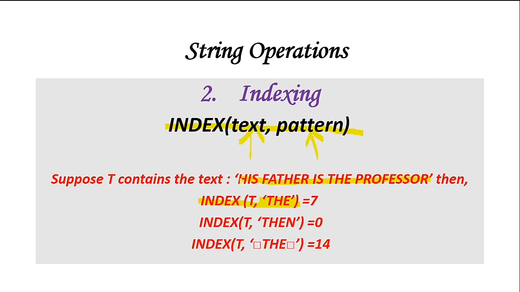So I will start from here. 1, 2, 3, 4, 5, 6, 7. In the 7th position I found T, right? And I am going to match that with the given example. Here they have specified the pattern as THE. So do I have that pattern over here, THE? Yes. So in the 7th position I got the index for T.